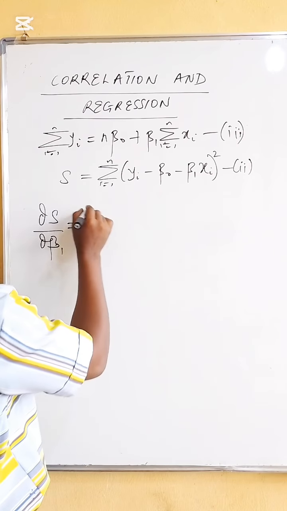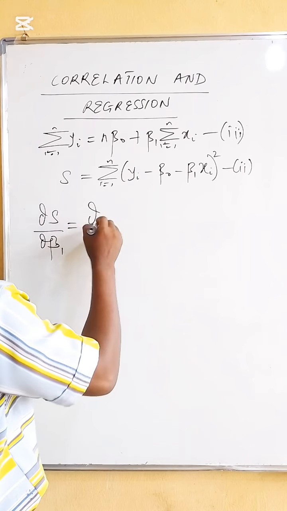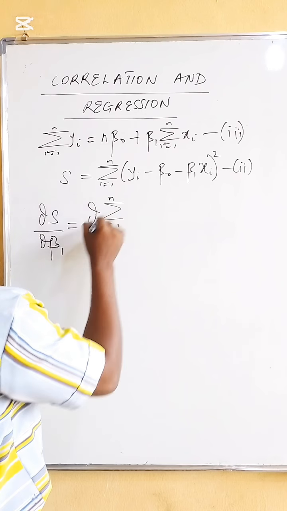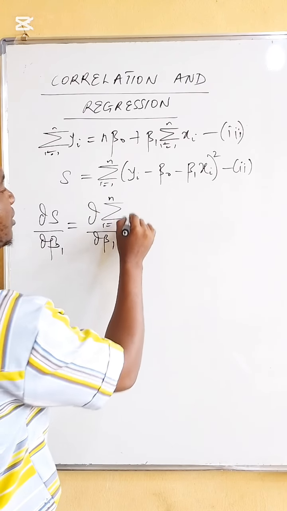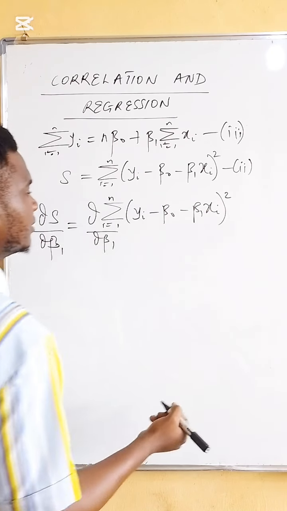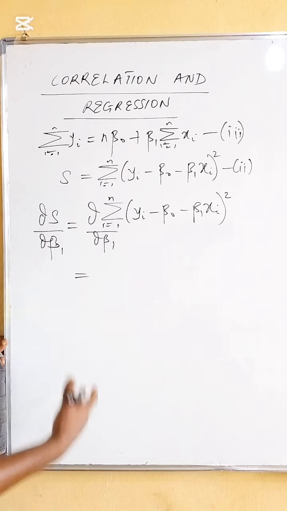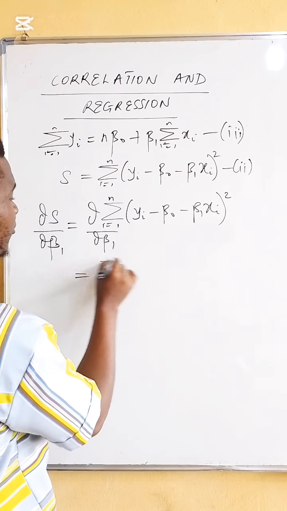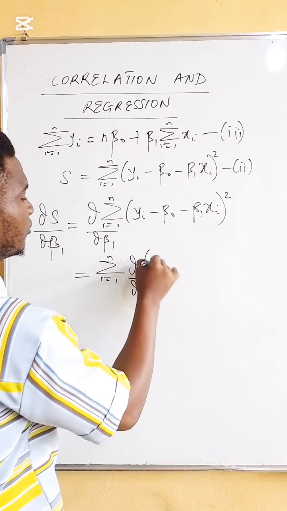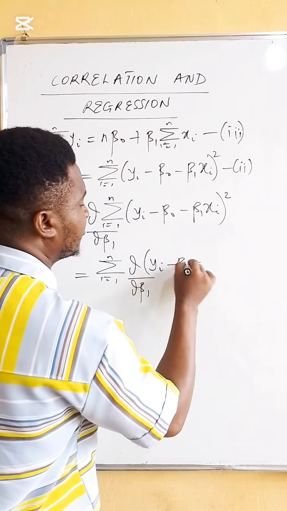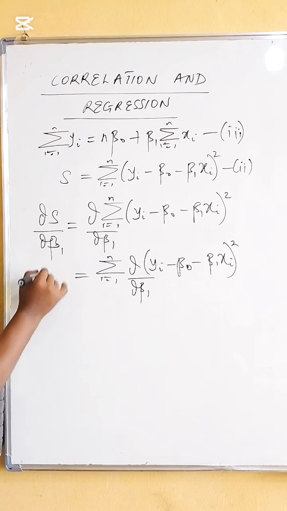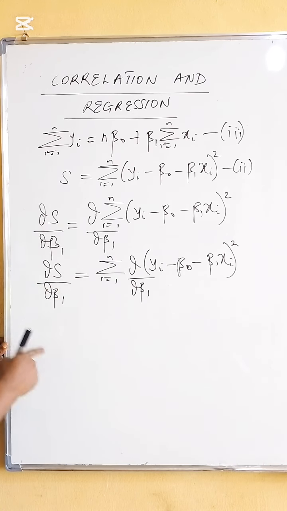And doing that similarly would mean differentiating this sum on the left hand side. So you end up having differentiation of this with respect to beta 1, yi minus beta naught minus beta 1 xi all squared. Okay, and that will mean differentiation of a sum is equal to the sum of the derivative. So in that case, I'm going to bring out the sum and take the derivative with respect to beta 1 of yi minus beta naught minus beta 1 xi, okay, all squared. Now this is at this point what I have.